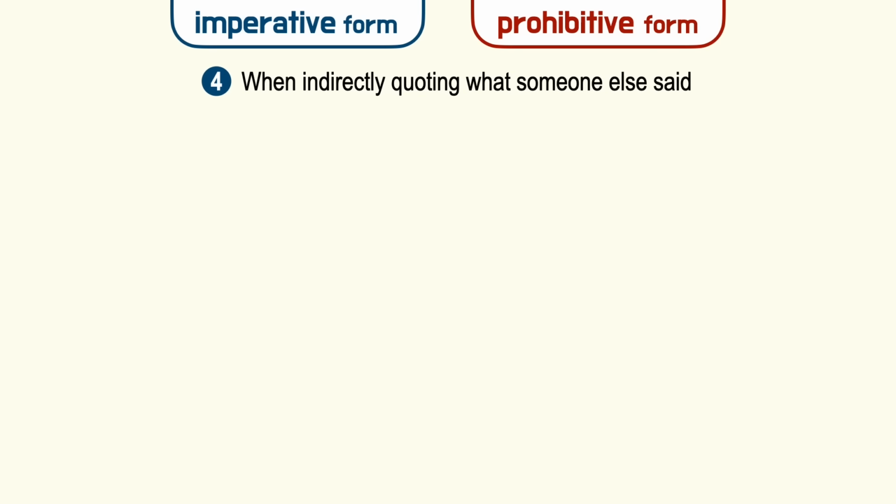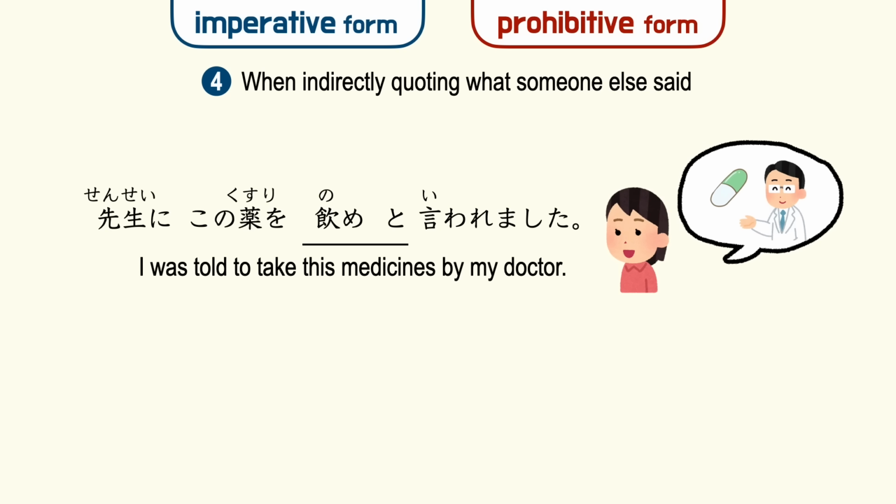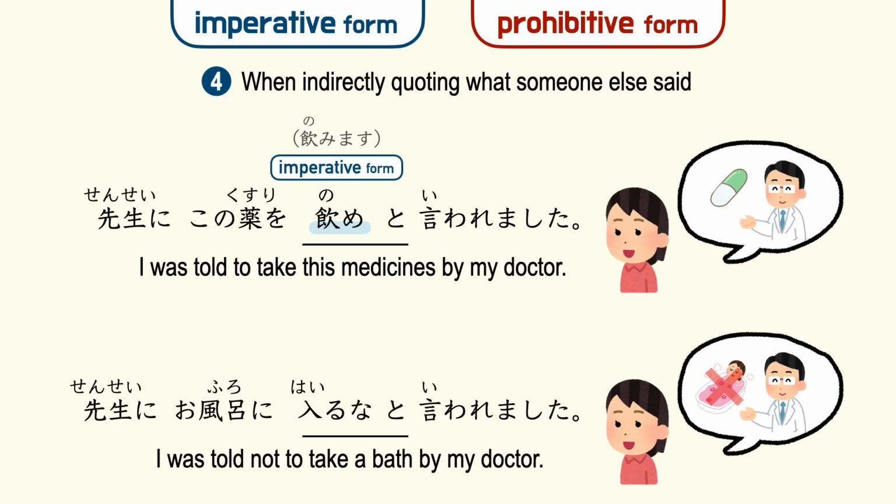Number 4. This one is not included in Minna no Nihongo, but these two forms are also used when indirectly quoting what someone else said. 先生にこの薬を飲めと言われました. I was told to take this medicine by my doctor. 先生にお風呂に入るなと言われました. I was told not to take a bath by my doctor. These are common even when the speaker didn't actually use the imperative or prohibitive form.